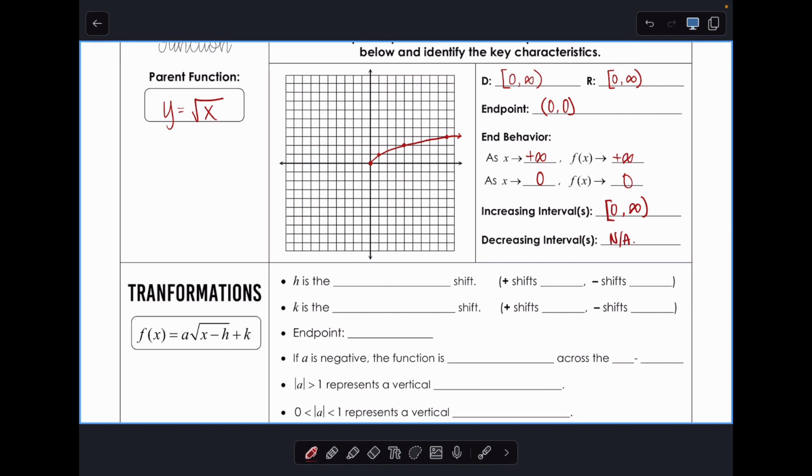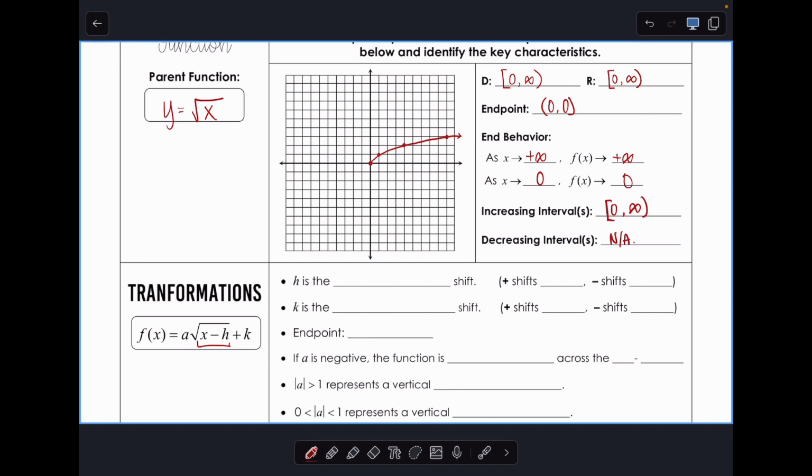Do you guys remember this from our quadratics? Whatever we group the x with, we move right or left, or up and down. If it's grouped with x, we go right or left. Is it the same sign or opposite? Opposite. So this is grouped together as a radicand. Do you see that? x and h are grouped together as a radicand.